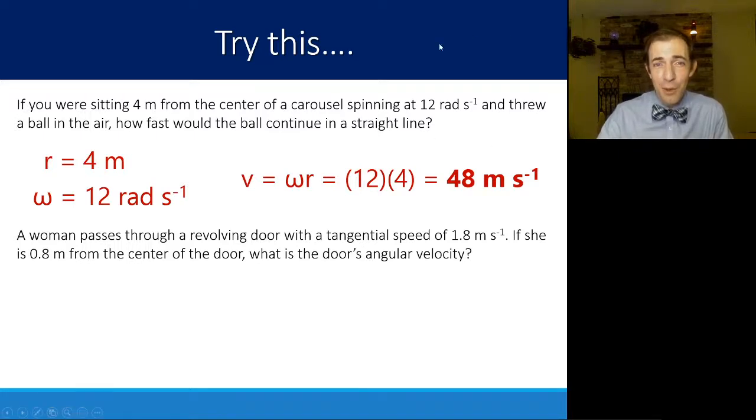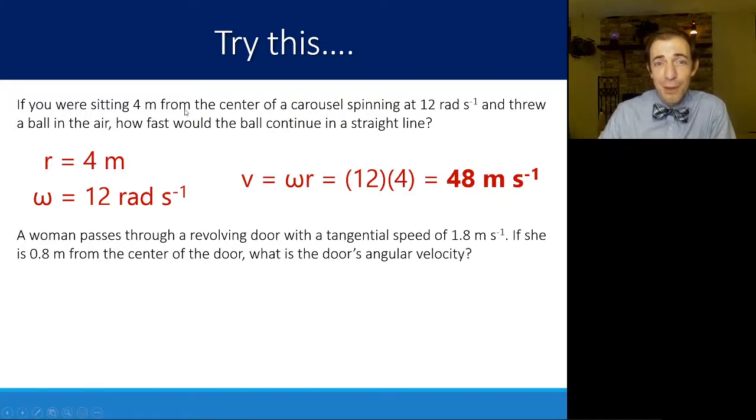Using this same equation, v is equal to omega times r, I would like you to find this next problem. A woman passes through a revolving door with a tangential speed, so she's moving at 1.8 meters per second. If she is 0.8 meters from the center of the door, what is the door's angular velocity?